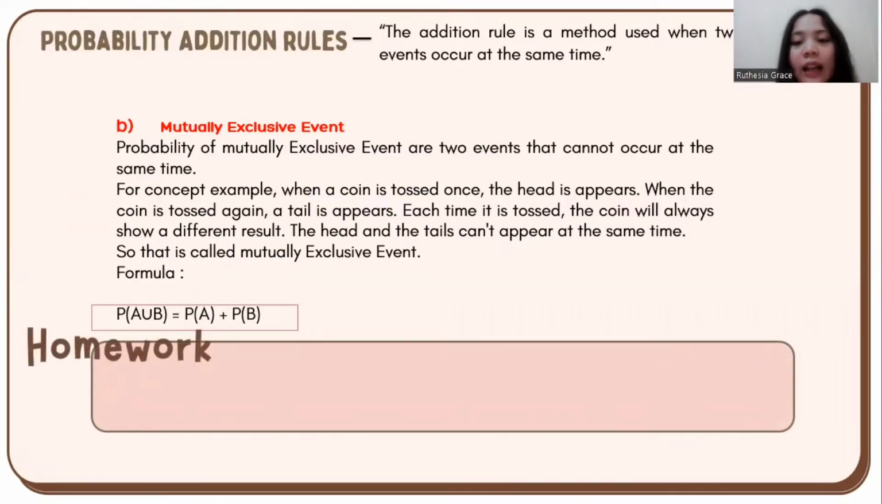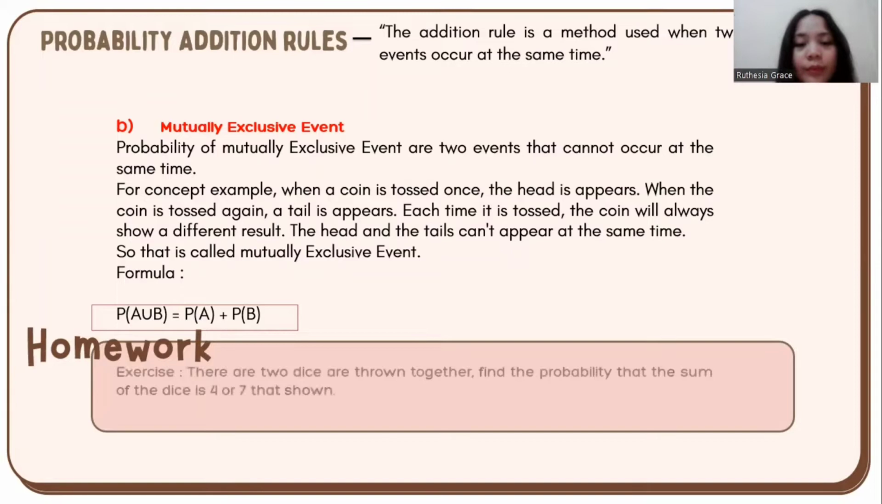And last, I have one exercise to help students practice probability problems at home. The exercise is, two dice are thrown together. You must find the probability that the sum of the dice is 4 or 7.